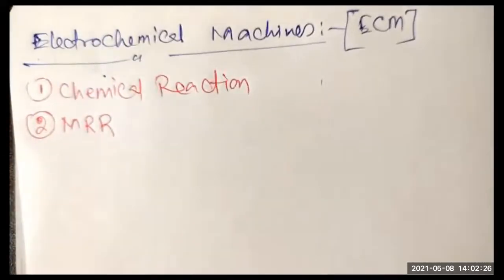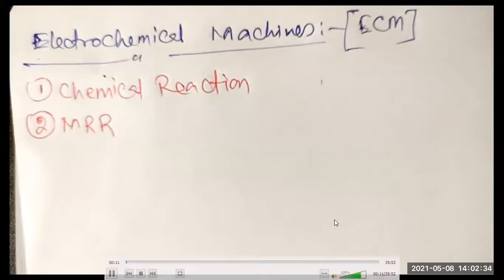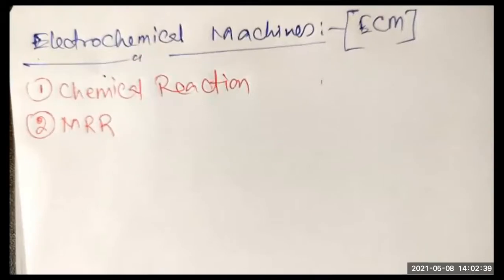Good afternoon, all my dear students. In the last class, we discussed the electrochemical grinding process. Before that, we came across the material removal mechanism of ECM. We discussed how atom by atom, by using the electrochemical dissolution process, the atoms are getting dissociated and material removal is taking place.